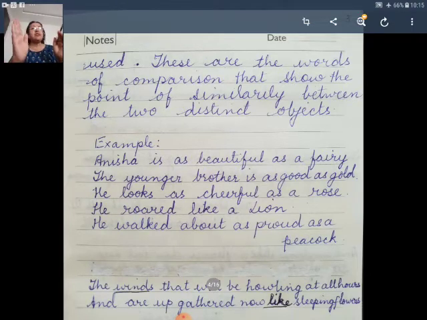He, the person, and the lion. What is the thing common between them? It is roaring. The person is roaring as the lion roars.